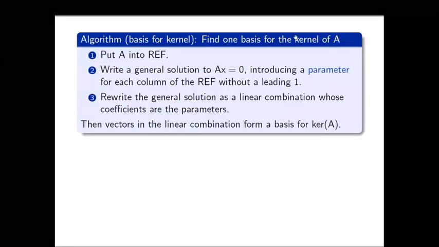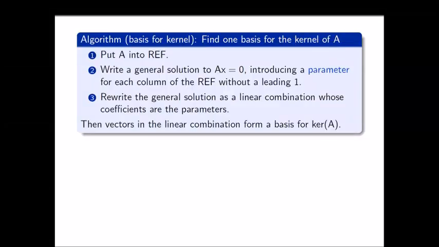So we can use the solution to the previous problem to generalize it to an algorithm to find a basis for the kernel of a matrix A. Remember that every subspace has more than one basis, and we're just finding one basis. So we start with the matrix and put it into row echelon form. Then we write a general solution to the homogeneous linear system given by Ax equal to 0, where x is the vector of variables and 0 is the 0 vector.